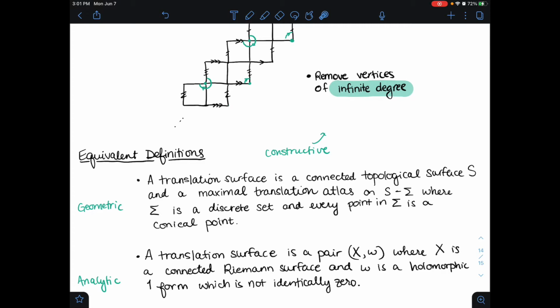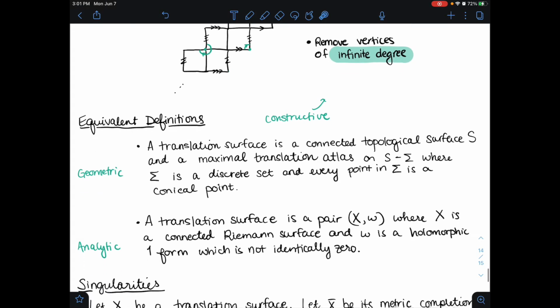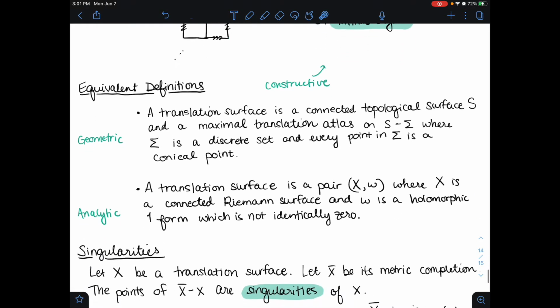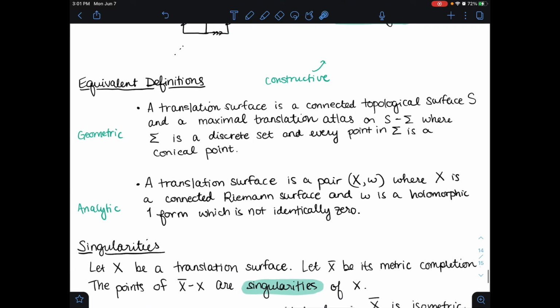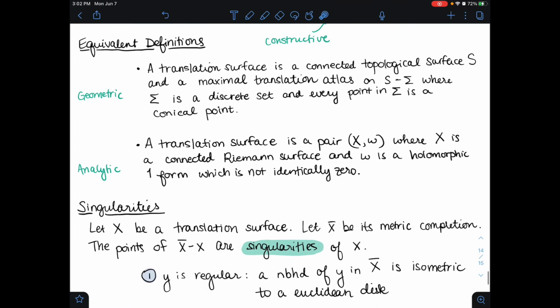So one of the first things we notice about translation surfaces is that they have singularities. So let's define what that is. Let X be a translation surface, and let X bar be its metric completion. Now take X bar and take away X. Those points are the singularities of X. And we can have many different types of singularities, and we're going to look at all the different types now.